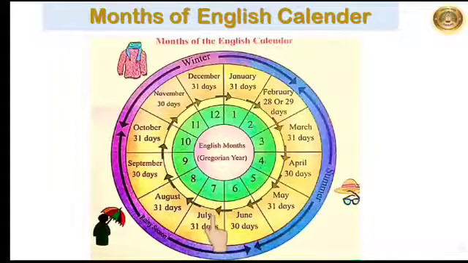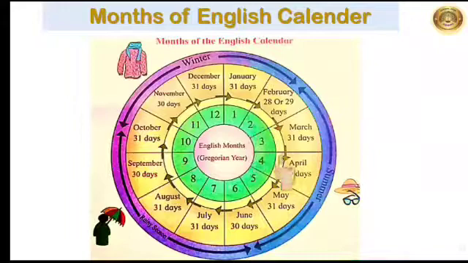The seventh month of the English calendar is July, that has 31 days. The eighth month is August, that has 31 days. The ninth month is September, that has 30 days. The 10th month is October, that has 31 days. The 11th month is November, that has 30 days. And the 12th month is December, that has 31 days. Like this we have learnt in our previous video.